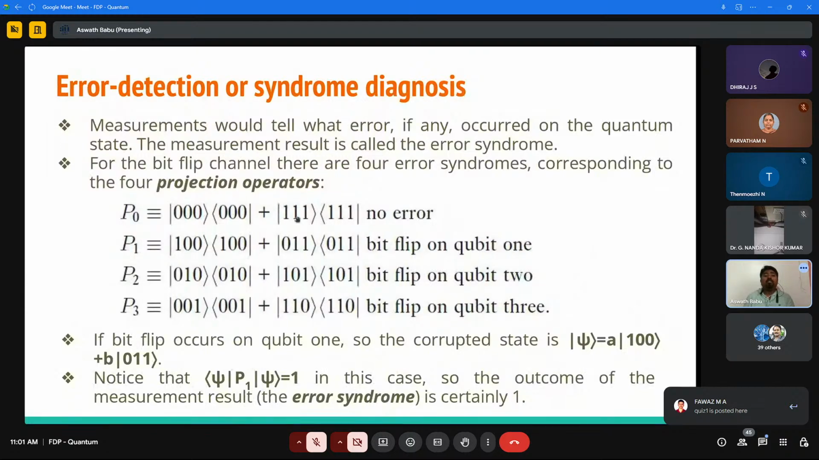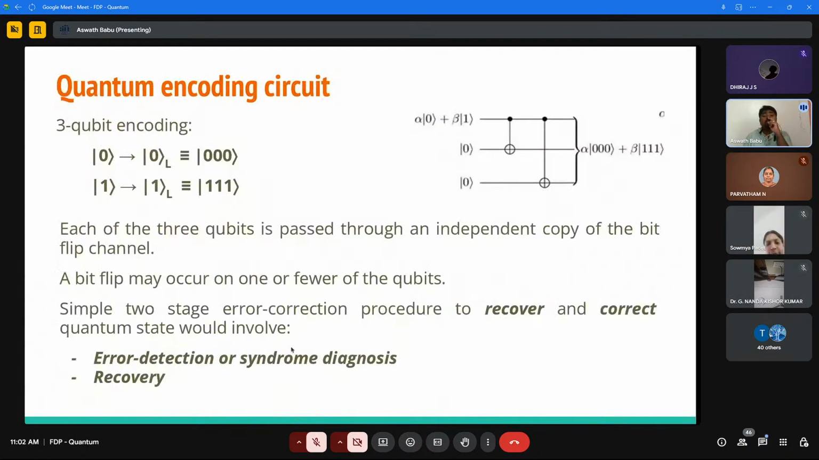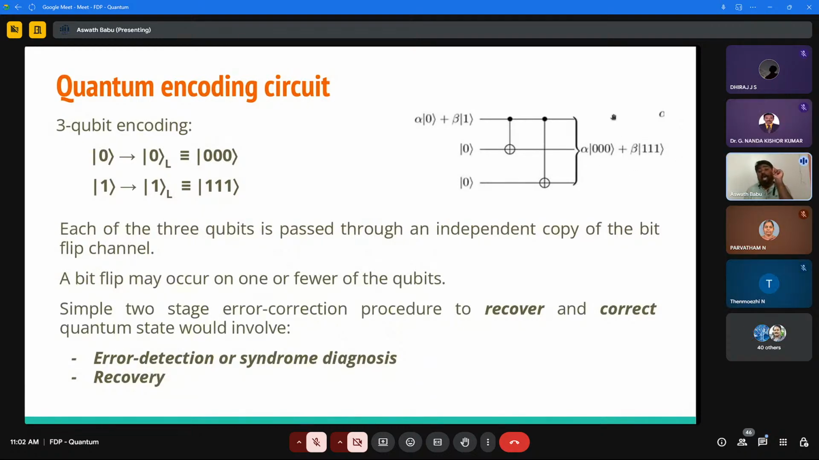Let's say I have a quantum state psi. You do a P naught operation. When you find a measurement with a projection operator acting on a quantum state, you are not going to only multiply from the left side, you also have to multiply on the right side. When you do the multiplication on the right side, what happens? Psi P naught psi, if it is going to give you a 1, means none of the qubits in your system are actually flipped, they remained intact.